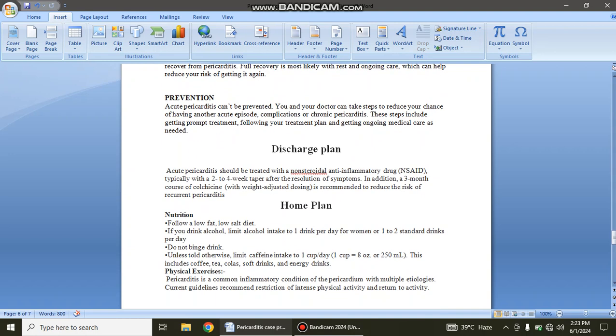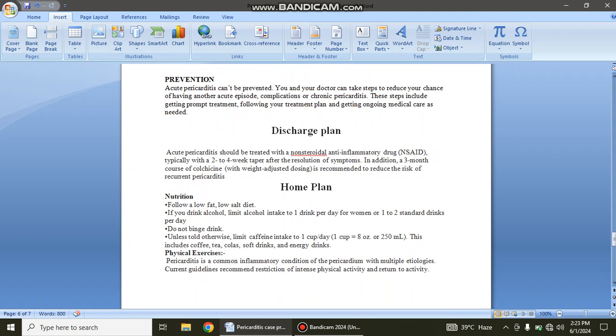Discharge plan. Acute pericarditis should be treated with a non-steroidal anti-inflammatory drug, typically with a 2 to 4 week taper after the resolution of symptoms. In addition, a 3-month course of colchicine with weight adjusted dosing is recommended to reduce the risk of recurrent pericarditis.